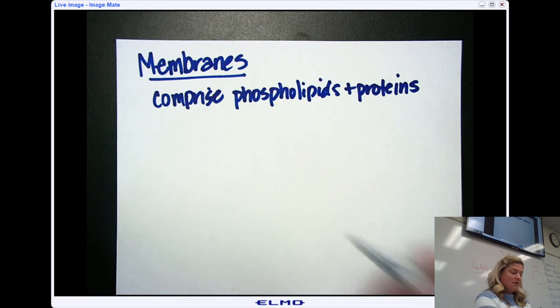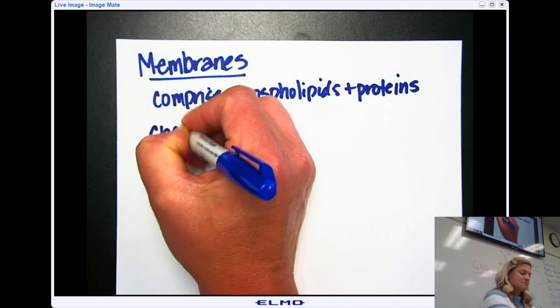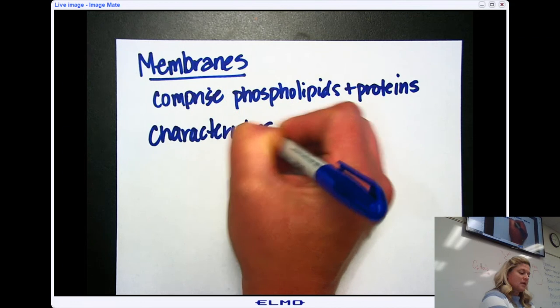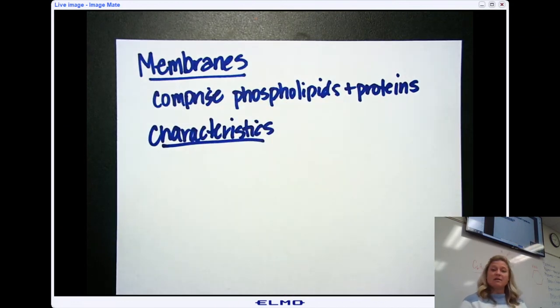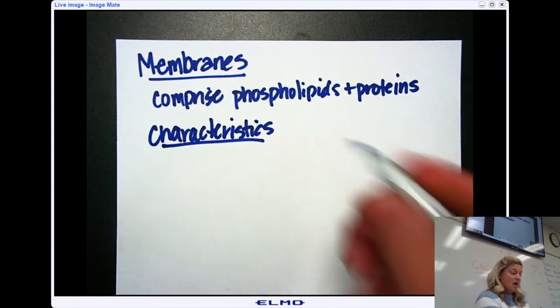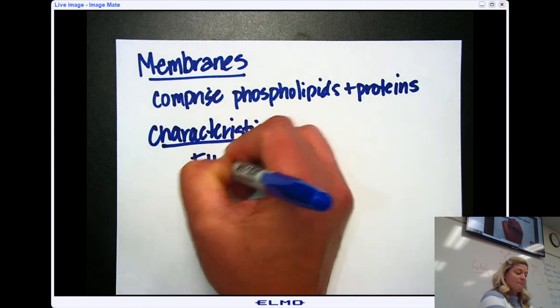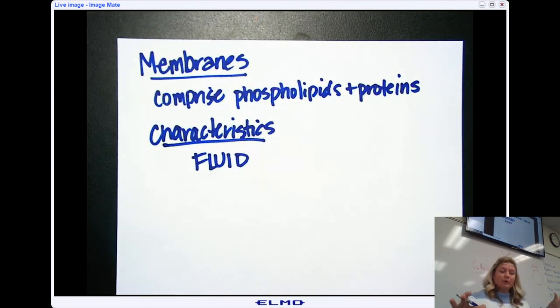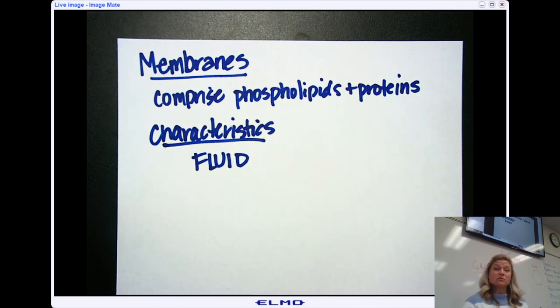Okay, if we look at the characteristics of these phospholipids, first of all, they are fluid. So we want this membrane to be able to move, okay? And we'll talk about the structures that allow for that fluidity and those that allow for a more structured environment.